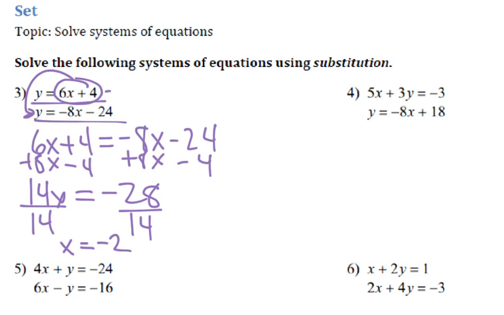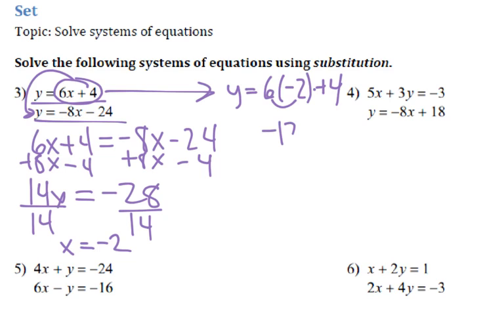So now we take an equation, plugging in negative 2 for x, and we're able to solve. So that's negative 12 plus 4 gives us negative 8 for y, so our answer is negative 2, negative 8. Okay?